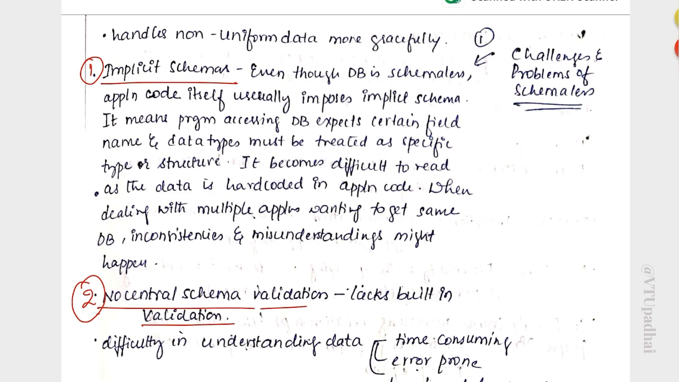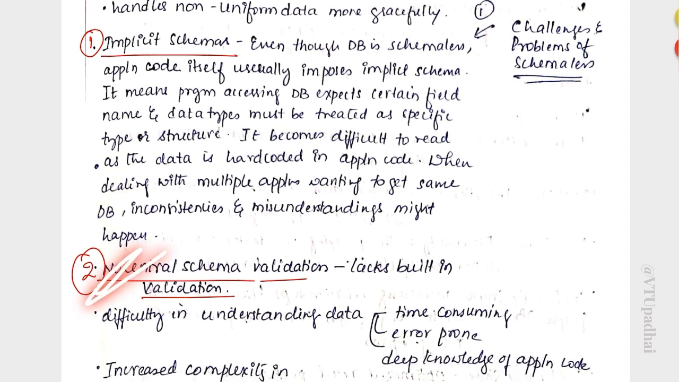For example, if one application uses NAME for name, and another application is using NAMES, you are storing the same thing, but the way you are storing it is different here, right? So this inconsistency can lead to issues when different applications interact with the same data. So again this is a challenge.